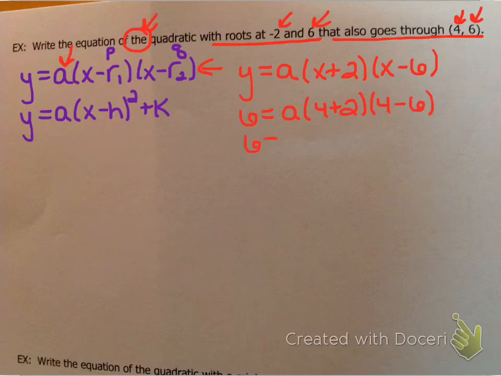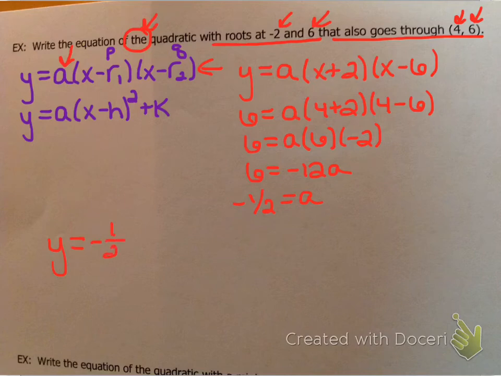And so I have 6 is equal to a times 4 plus 2 is 6, and 4 minus 6 is negative 2. So I have 6 is equal to negative 12 times a. And so that meant that a was negative 1/2. So our equation, our completed intercept form, our a value is negative 1/2, and we already knew our factors were x plus 2 and x minus 6.